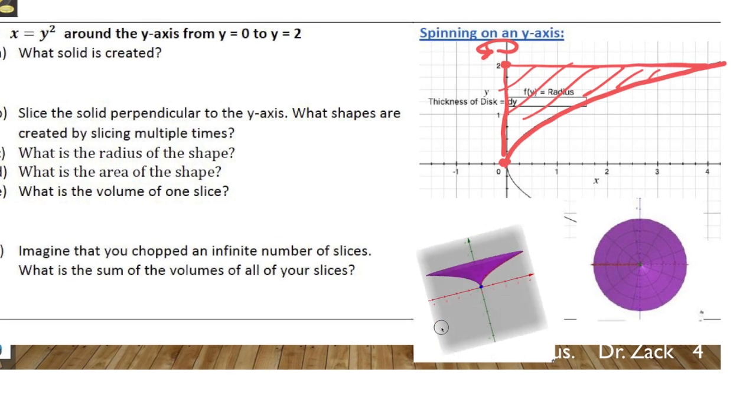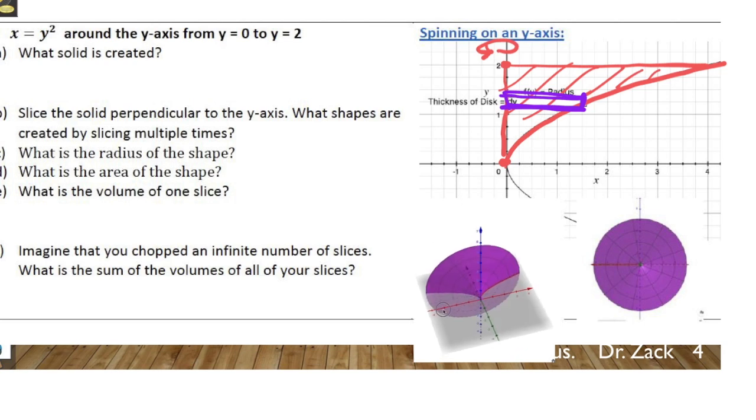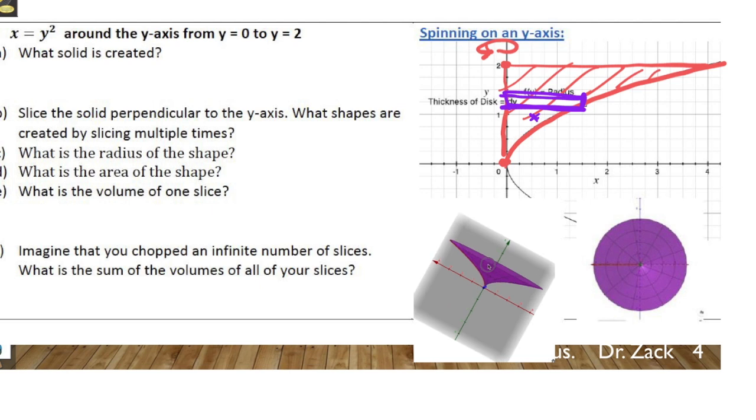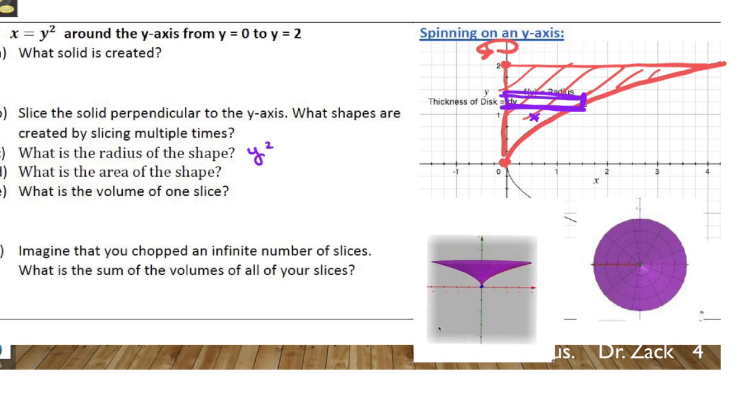So we're going to slice this solid perpendicular to the y-axis because that's the way we're spinning it. As we slice it perpendicular, I want you to think, what is the radius of the solid at that slice? What you should see is that the radius has a length of x, but what does x equal? That's going to be our y squared. So the radius is y squared.